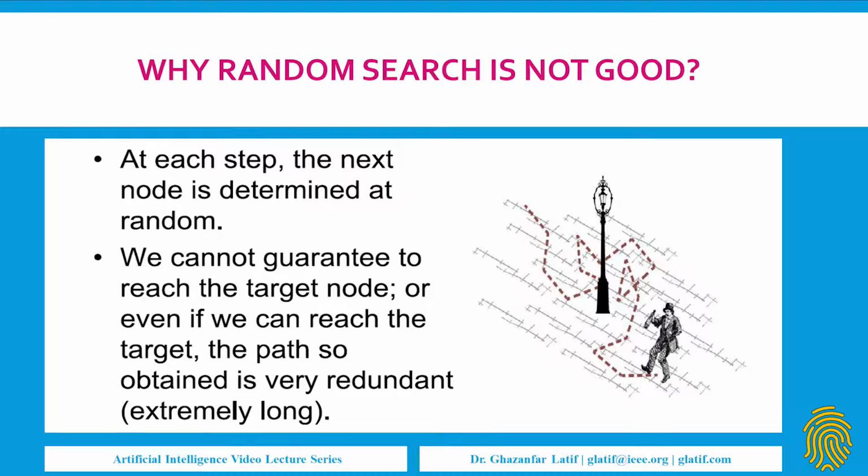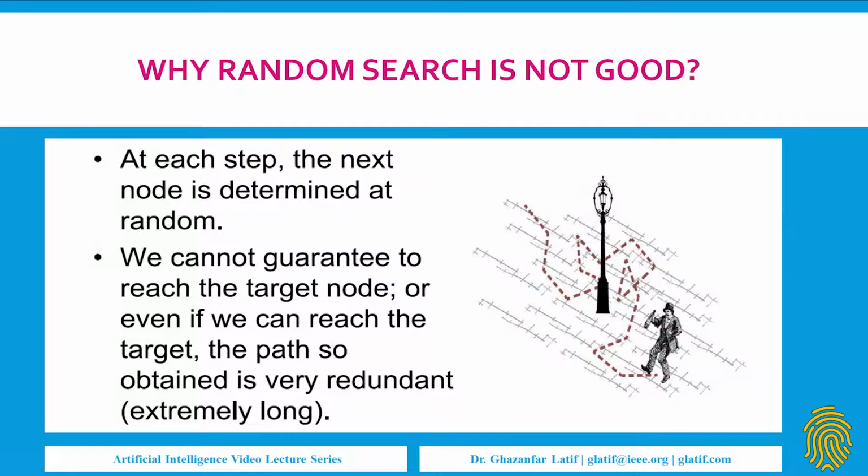We cannot guarantee reaching the target node. That is one issue. Or even if we can reach the target node, the path so obtained is very redundant. Redundant means it will be extremely long and some nodes will be revisited again and again, while we don't need to visit them several times. We need to visit them only once, but we revisit them because of the random selection of the next state. So these are the problems. In the next algorithm we will try to overcome these problems, but let's have one example for random search.